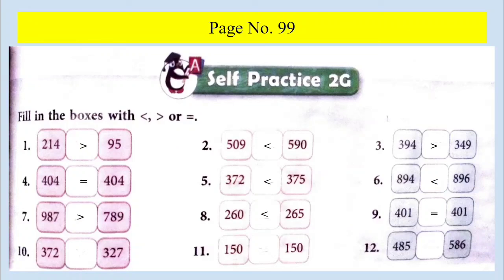Now let us look at the 10th question. So here we have the numbers 372 and 327. So first we will compare the digits in the hundreds place, and we can see that we have 3 in hundreds place in both the numbers. So now we will compare the digits in tens place. Now we have 7 and 2 in the tens place. So we will compare the digits 7 and 2. So now we know that 7 is greater than 2. So 372 is greater than 327. So the mouth of the symbol will open towards the greatest number, which is 372.